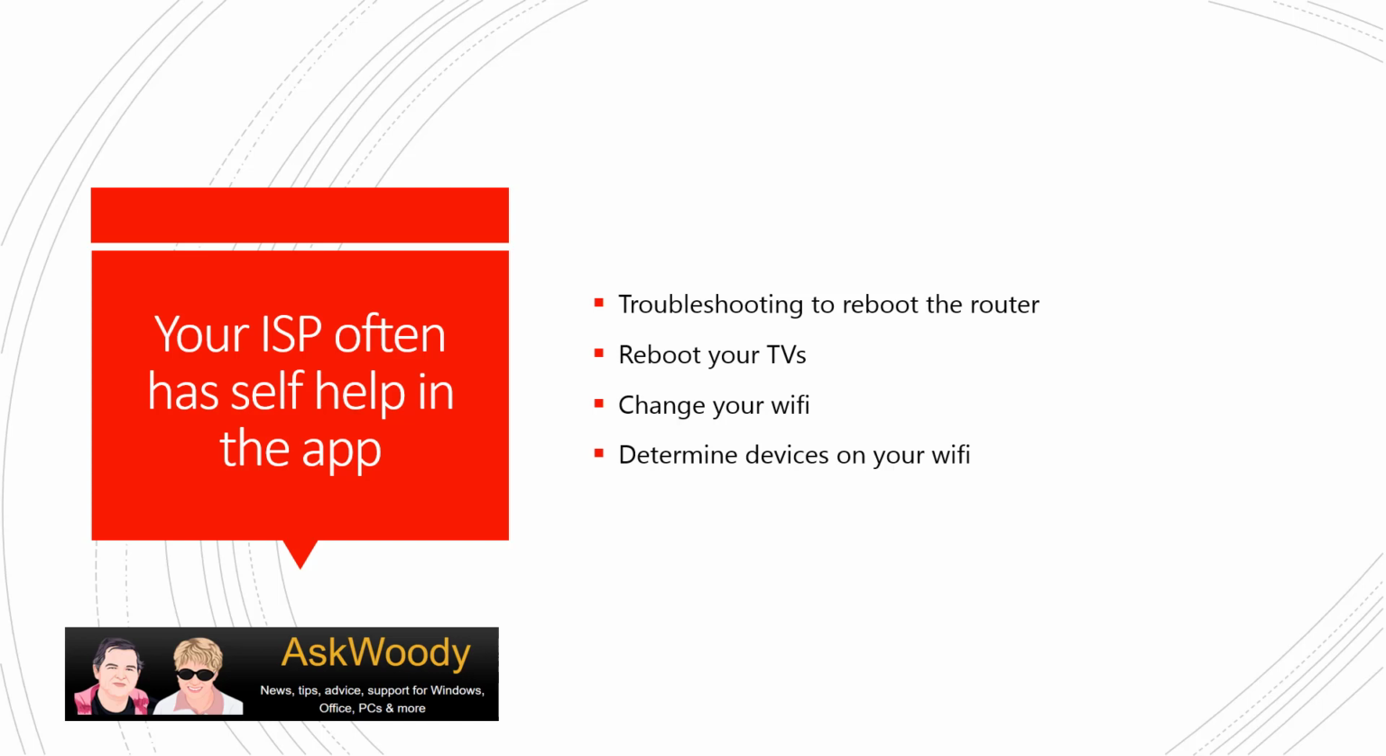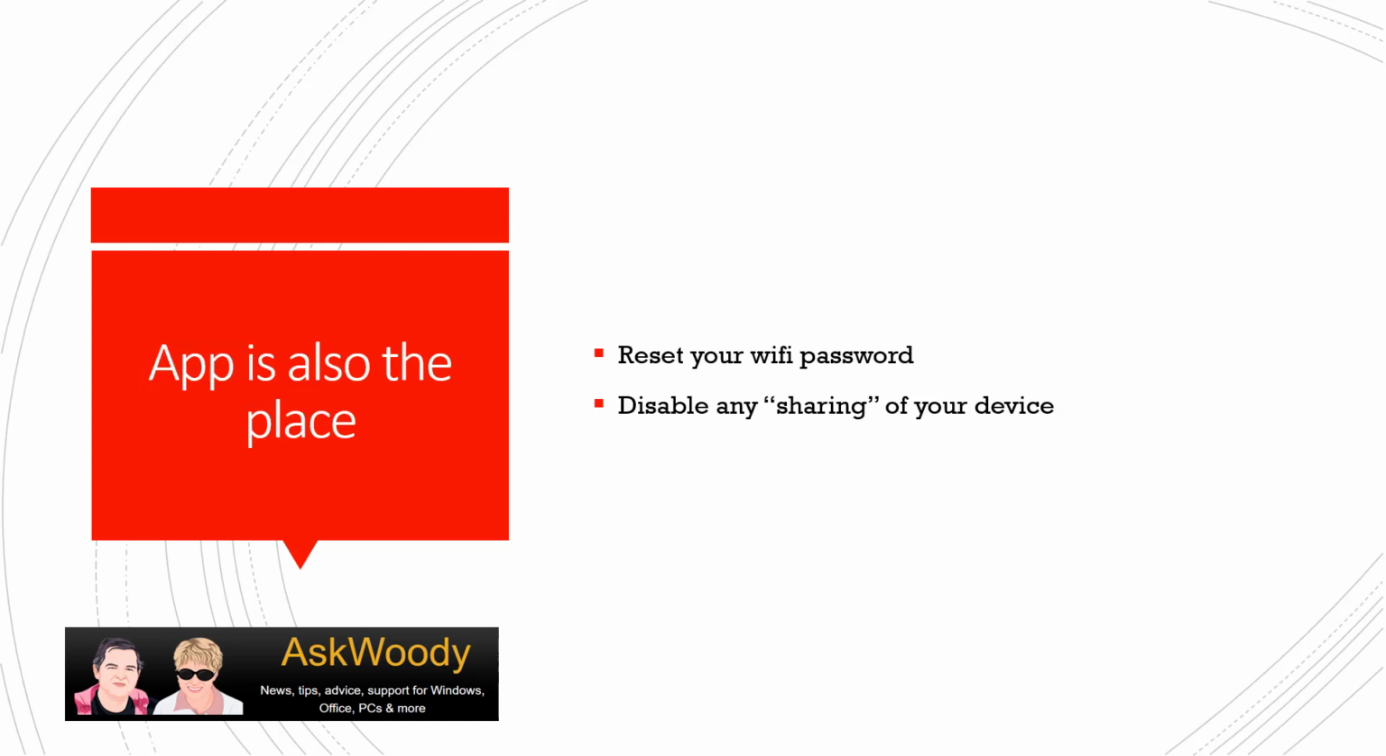So it gives you the ability to reboot your TVs, reboot the router. It also lets you determine devices on your Wi-Fi. And most importantly, it allows you to see what that password is on your Wi-Fi and potentially change it should you need to. So the app or the website is the place where you want to see where that Wi-Fi password is and also disable any sharing of your Wi-Fi.